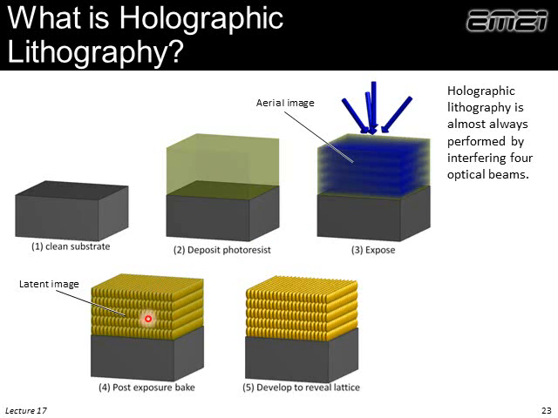Then we put this exposed resist into a developer solution. It's another liquid that dissolves away the stuff that has not been exposed to light, assuming we had a negative resist to start with. And what we're left with is something three-dimensional, a photonic crystal, a metamaterial, really whatever it is we want it to be. That's holographic lithography.